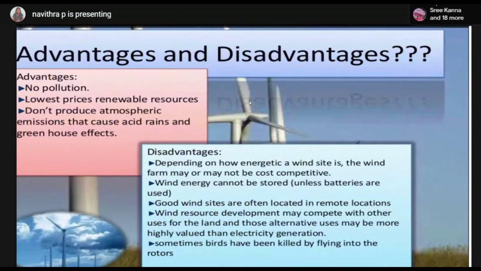Advantages and disadvantages. Advantages: no pollution, lowest price among renewable resources, and they don't produce atmospheric emissions that cause acid rain and greenhouse effects. Disadvantages: depending on how energetic a wind site is, the wind farm may or may not be cost competitive. Wind energy cannot be stored unless batteries are used. Sometimes birds are killed by flying into the rotors of the wind turbine.